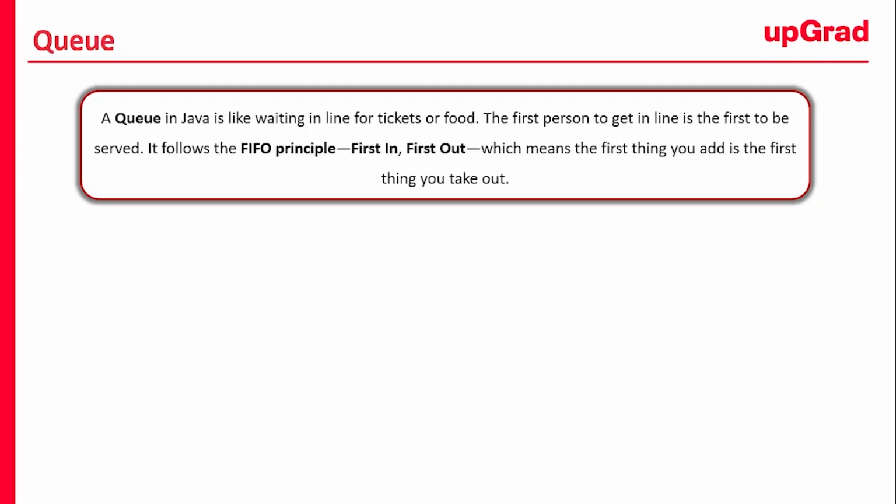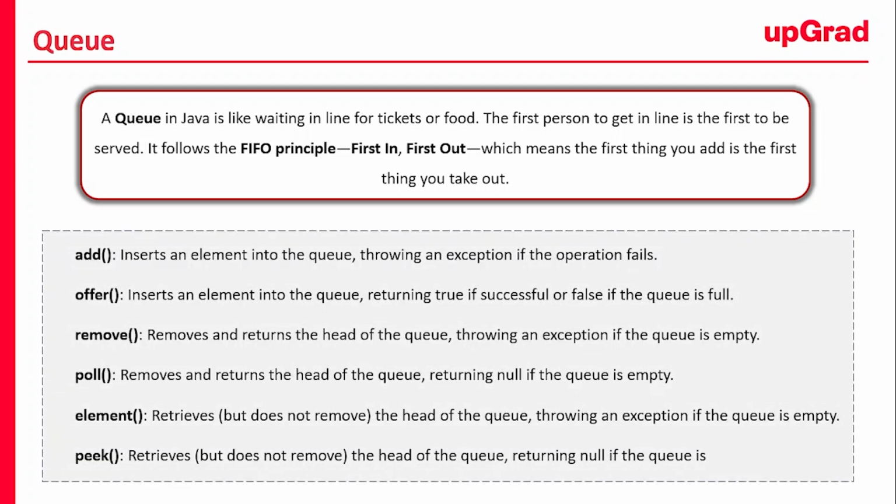First in, first out, which means the first thing you add is the first thing you take out. It is an interface, so you use classes like LinkedList or PriorityQueue, which we'll discuss further, to create a queue. It is perfect for managing things where the order matters, like customer service or other task scheduling activities. All right. So I hope you guys understand that.